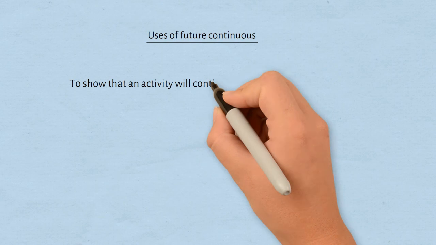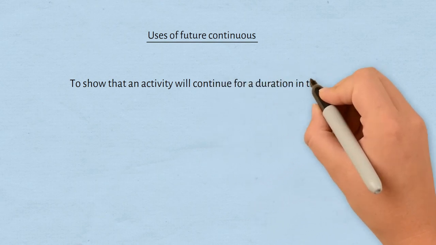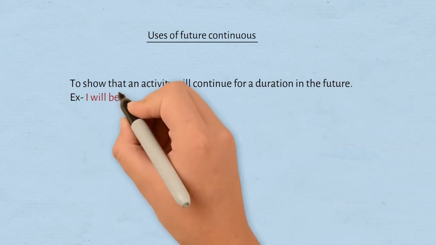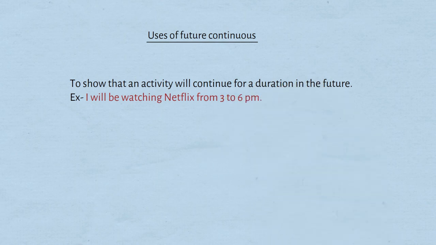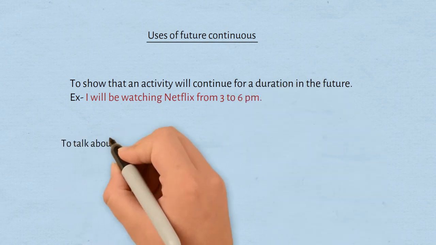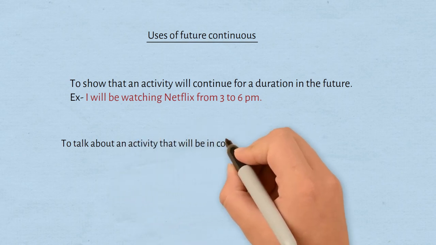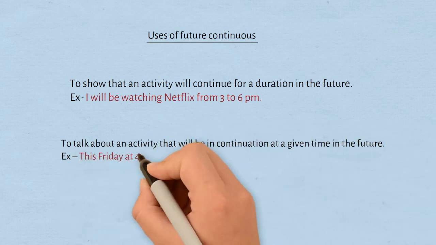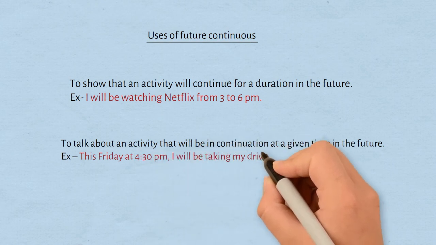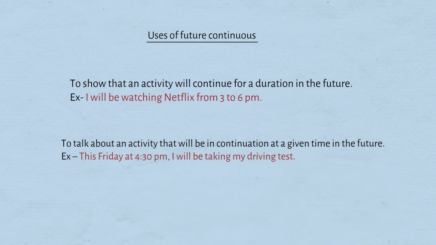Now let's see where we can use this tense. We can use this to show that an activity will continue for a certain duration in the future. For example, I will be watching Netflix from 3 to 6 p.m. We also use this tense to talk about an activity that will be in continuation at a given time in the future. For example, this Friday at 4:30 p.m. I will be taking my driving test.